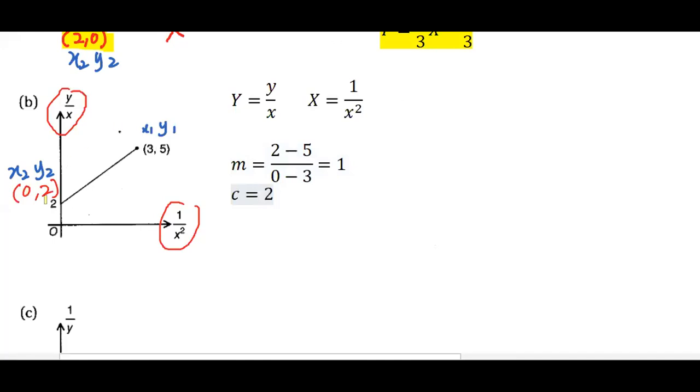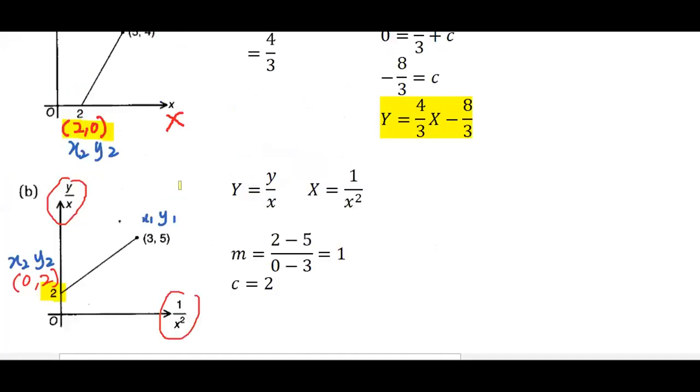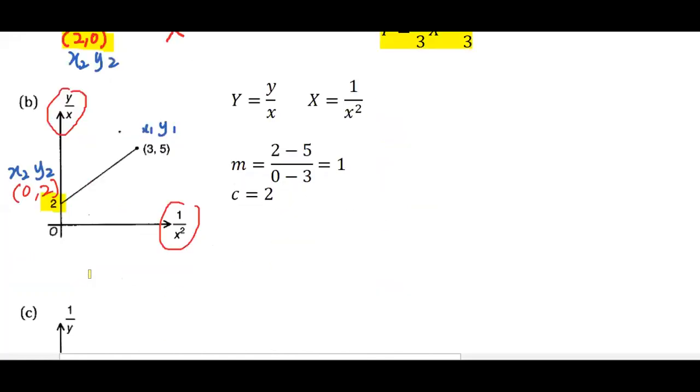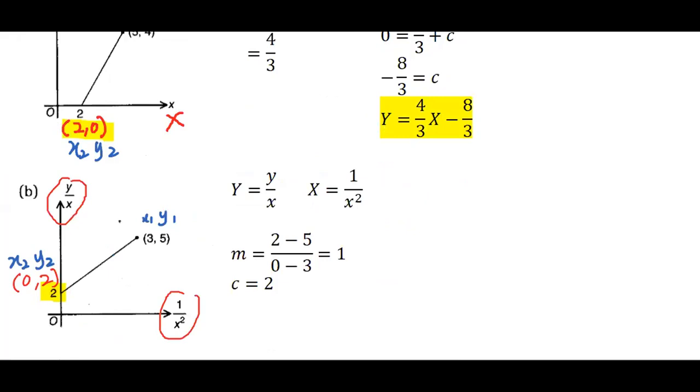Actually, here is your C, the Y intercept. Why could we not use this 2 for question A? Why cannot choose 2 for question A? Because this is not the Y intercept. This is the X intercept. Right, this is the X intercept, cut at X. So this is the Y intercept, this is C.